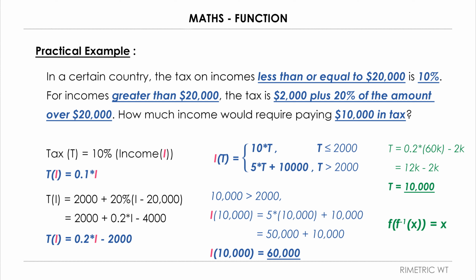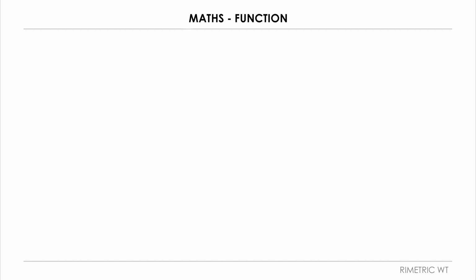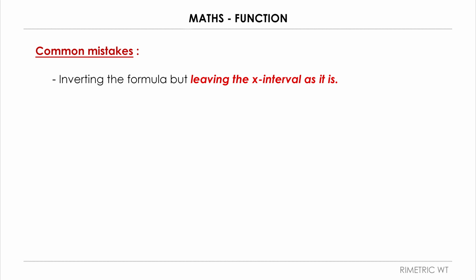Since this video combines the concepts of piecewise functions and inverse functions, I'll put our previous video on these concepts in the description below. Before you go, watch out for these common pitfalls. First, inverting the formula but leaving the x interval the same. Remember, original range becomes inverse domain, so we need to determine the original function's range to find the inverse's domain. Second, forgetting to check if the function is one-to-one. If it's not, you might need to restrict the domain first, because a non-one-to-one function doesn't have an inverse function.